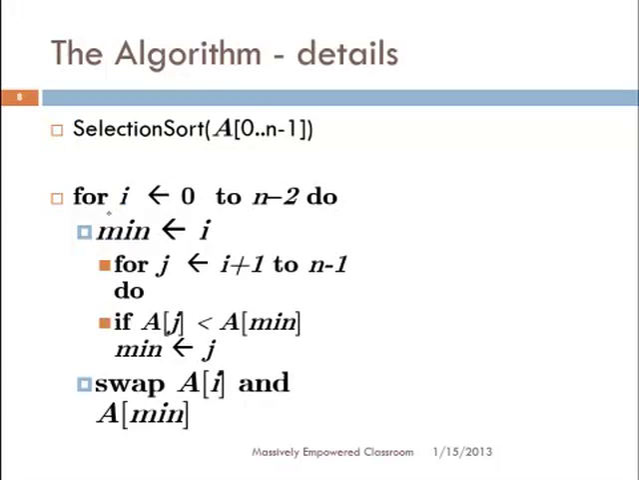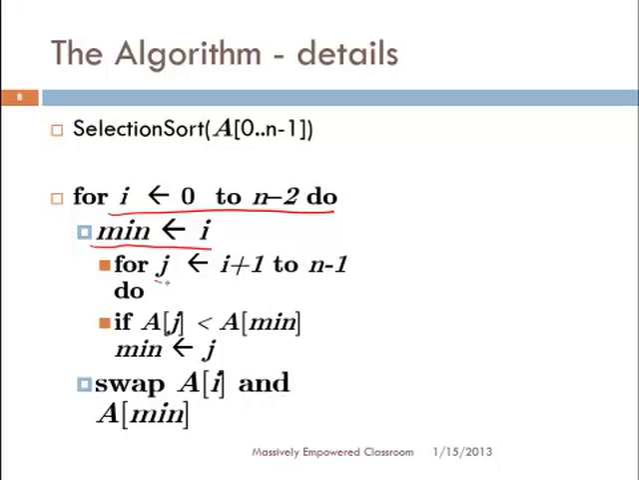For i equals 0 to i equals n minus 2, do. That is, go through a loop. In each loop, we are going to put the ith element in its proper place, right? Find the minimum. How do we find the minimum? We assume that we already know the minimum. Min is i.